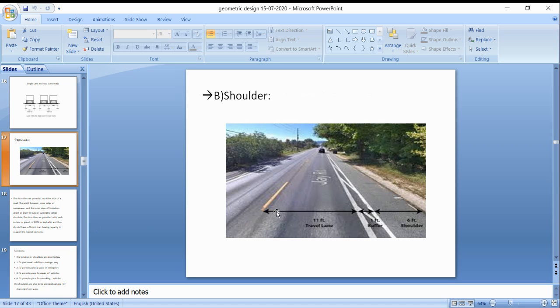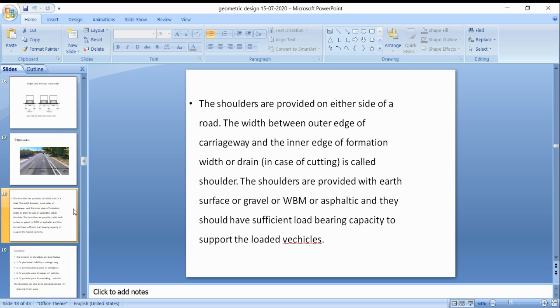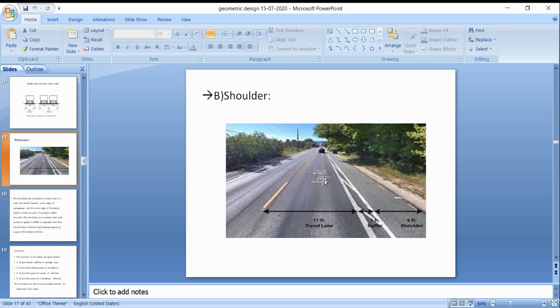Here we can see the shoulders. Overall, the width from here to here comes to 3.75 meters. After the white line appearing here, after that white line, comes the shoulders, having 6 feet shoulders. In between here, we can see the travel lane. This is the two lanes. Here the travel lane overall is 3.5 and 3.5. Next, here we are seeing about the shoulders.